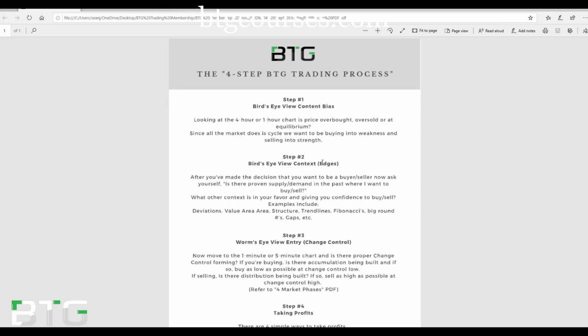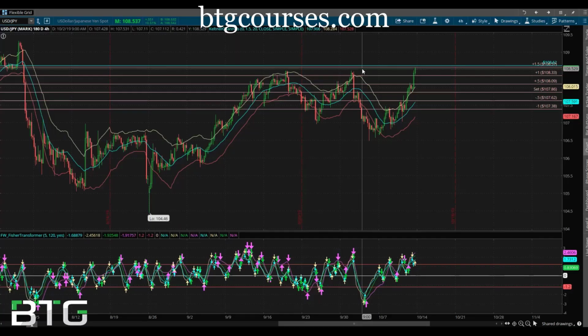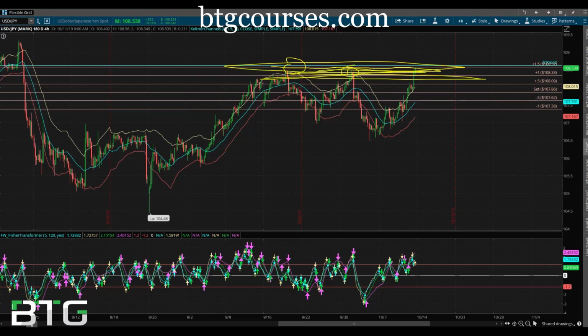It says bird's eye view context, or what I like to call market edges. After you've made the decision that you want to be a seller, now ask yourself, is there proven supply in the past where you want to sell? Have the bears shown that they see value before in the past exactly where you're selling? In this case, yes, they have. Roughly about 2 weeks ago, we got value right there, and now we're right back here at range high. So I'm selling at a beautiful, beautiful range high.